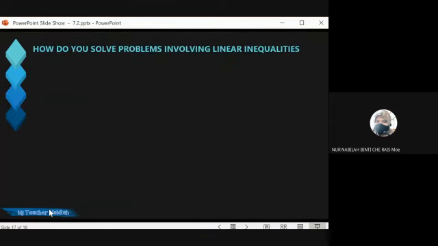Okay, this is the last one for today. How do you solve problems involving linear inequalities? For example, solve each of the following linear inequalities. Okay, given x minus 2 less than 6. So how to solve this one?